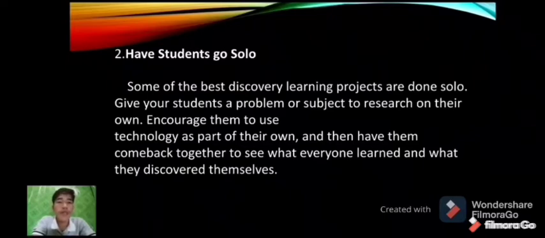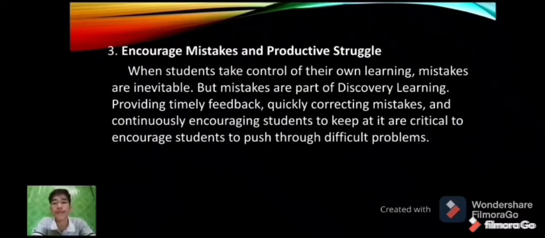Number 2, have students go solo. Some of the best discovery learning projects are done solo. Give your students a problem or subject to research on their own. Encourage them to use technology as part of their work, and then have them come back together to see what everyone learned and what they discovered themselves.